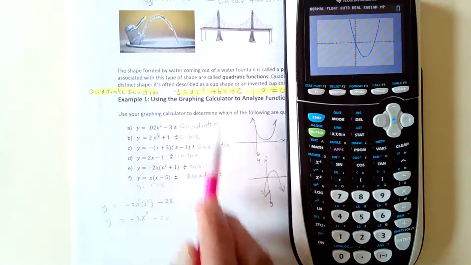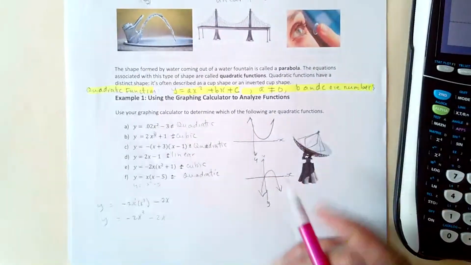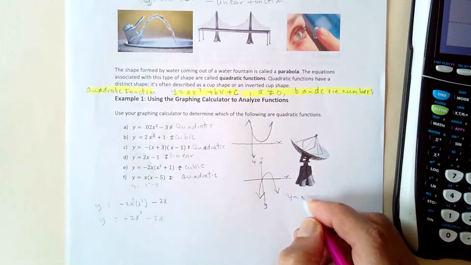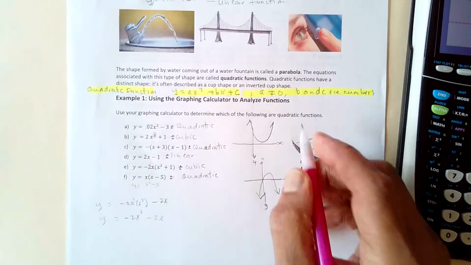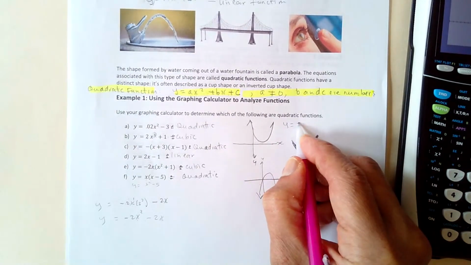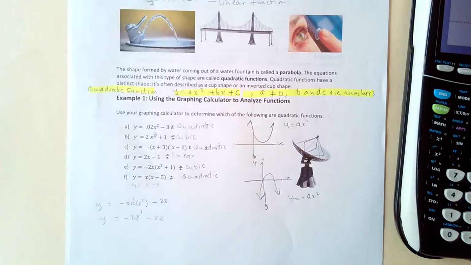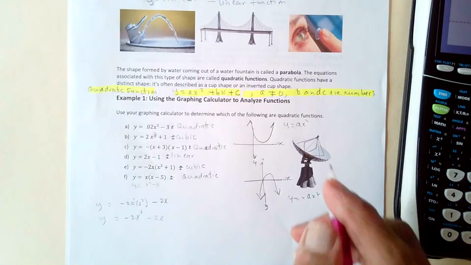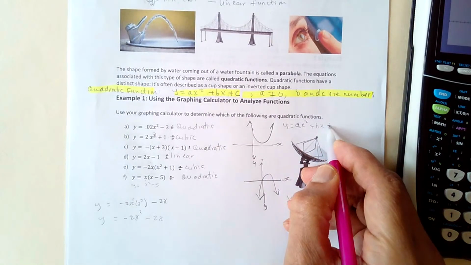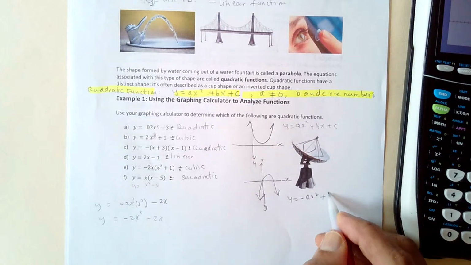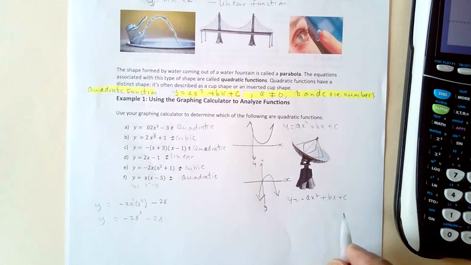Now, if a is negative, the graph is going down. So this one here is like y equals negative ax squared. And this is y equals positive ax squared plus bx plus c. Now this could be a negative. So that's the form quadratic functions take.